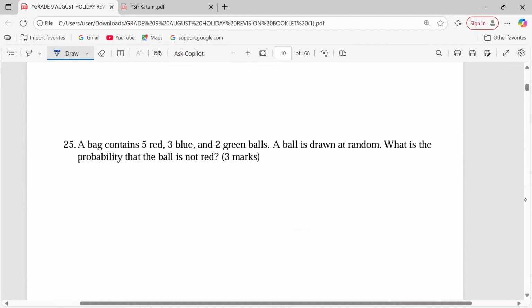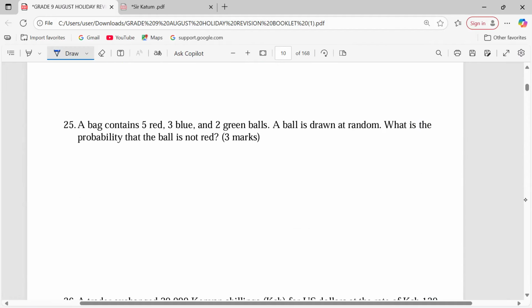Number 25. This is on probability. We check it together. The question says that a bag contains 5 red, 3 blue, and 2 green balls. A ball is drawn at random. What is the probability that the ball is not red? Probability not red can be approached in 2 different ways.